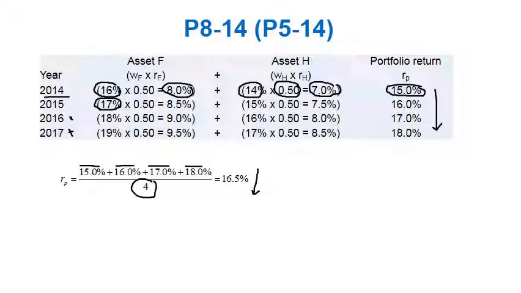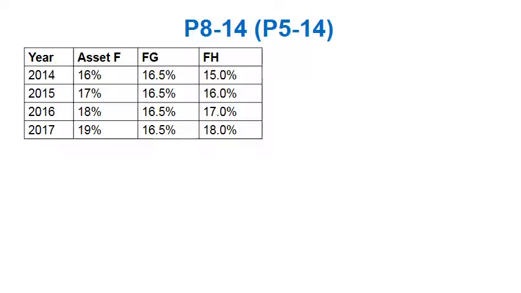So now we've calculated the expected returns on each portfolio. The second part of the question requires us to calculate the standard deviation. That will be the standard deviation of a portfolio consisting of only asset F, the standard deviation of a portfolio comprising half of asset F and half of asset G, and then finally our third portfolio, which is half of asset F and half of asset H. And to make it easier for you, I have stated the returns that we have on portfolio FG and portfolio FH.